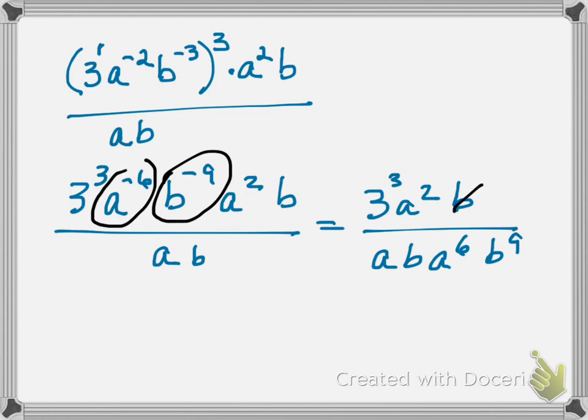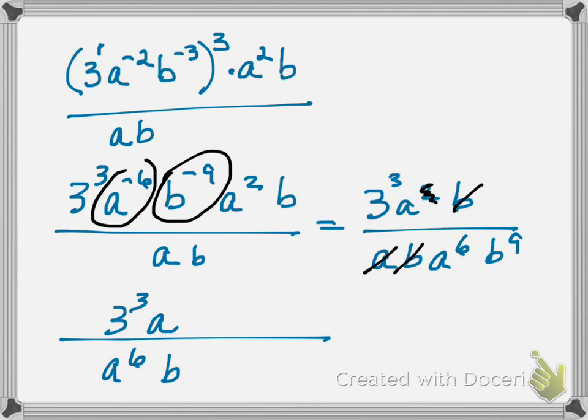I could cancel this b with this b. I could cancel this a with one of these a's so that I only have one left on top. And now I'm left with, on the top, a 3 to the third. And I also have an a up there. And on the bottom, I have an a to the 6th and a b to the 9th.